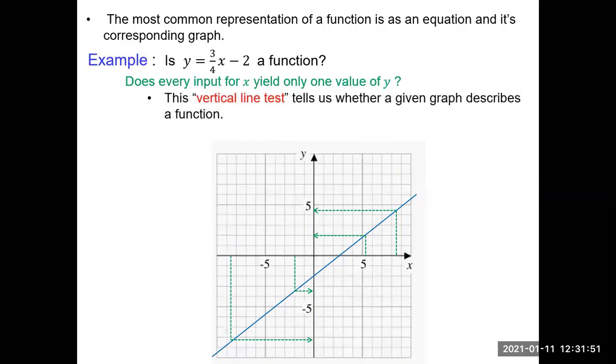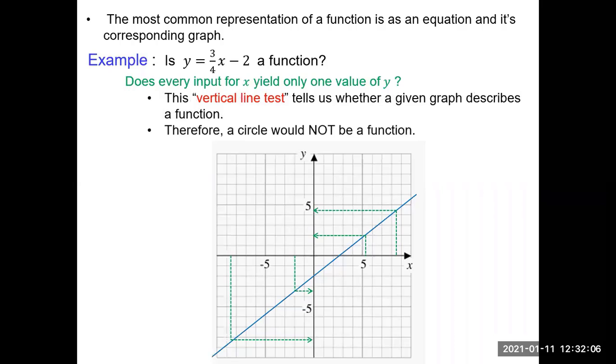We refer to that as the vertical line test. The vertical line test tells us whether a given graph describes a function. And because that vertical line only touched the graph one time at every single input, this represents a function. Therefore, if we were to draw a circle on this graph, that circle would not be a function because a vertical line would cross through at multiple points, at 2 points.